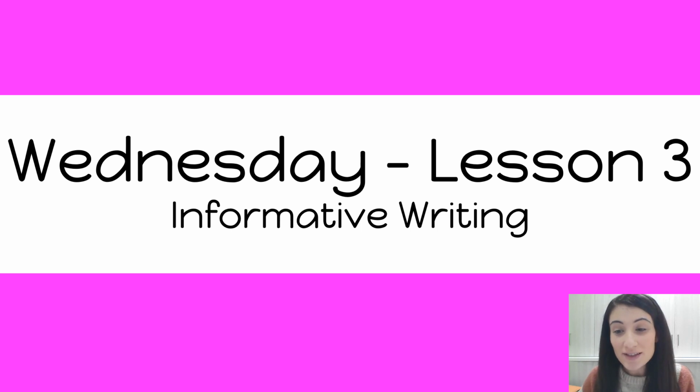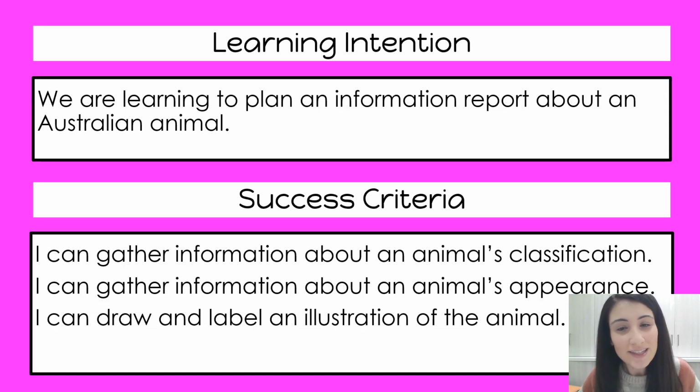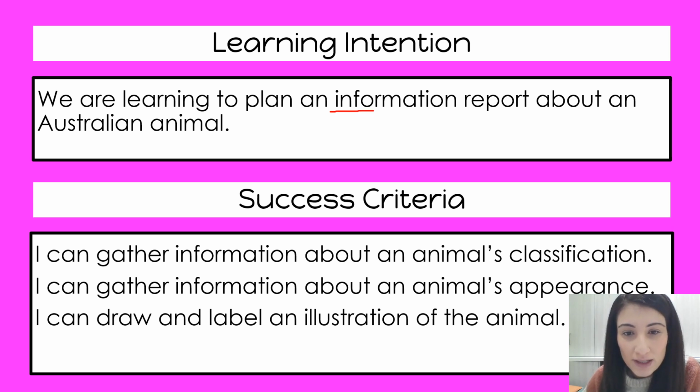Today is Wednesday, so we're going to be working on lesson 3 and we're looking at informative writing. Let's go through our learning intention and success criteria. So today we are learning to plan an information report about an Australian animal. So really important here, we need to remember what kind of text we're writing, and it's an information report.